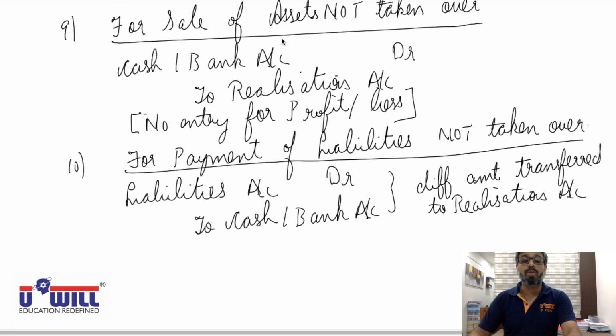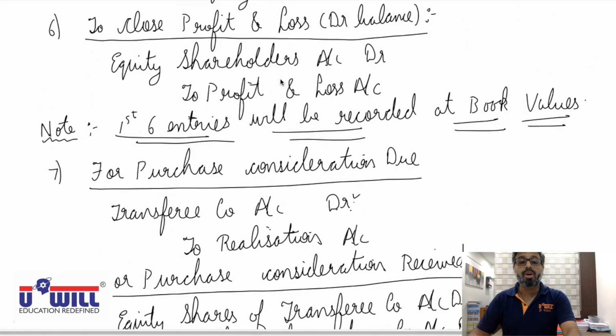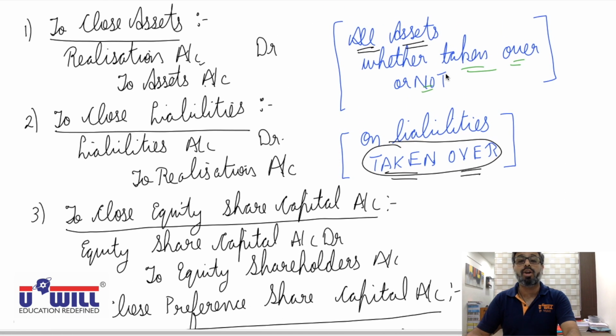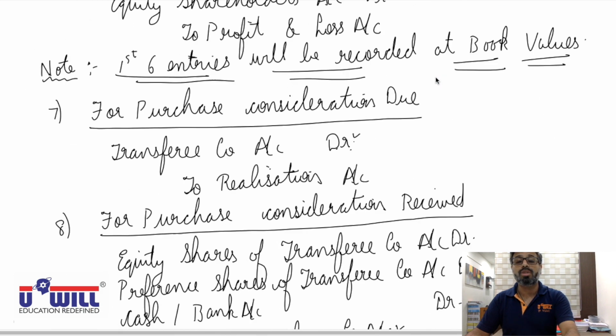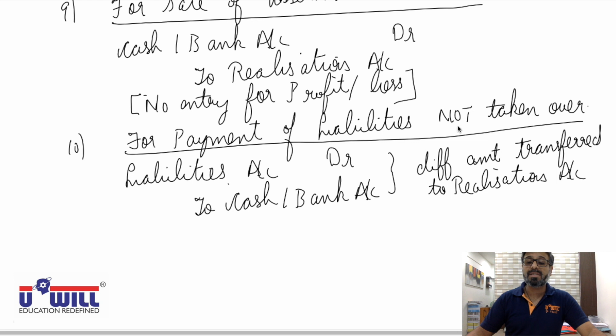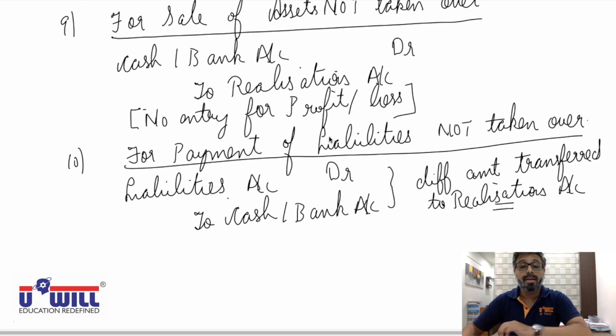Why does it not go automatically like assets? Because in assets, all assets were closed and transferred to realization whether taken over or not, so there the profit or loss automatically gets recorded. But liabilities which were not taken over are not transferred to realization account. So now its profit or loss we have to transfer to realization account. Do you all understand this difference?